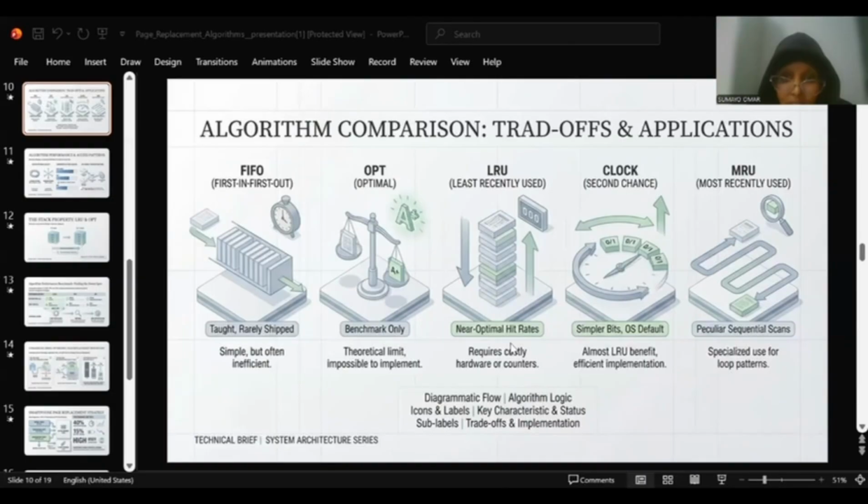LRU provides strong performance but requires costly tracking. Clock is a practical version of LRU with much lower overhead. MRU works well only in specific looping workloads. This shows that the best algorithm depends on how the system actually behaves.